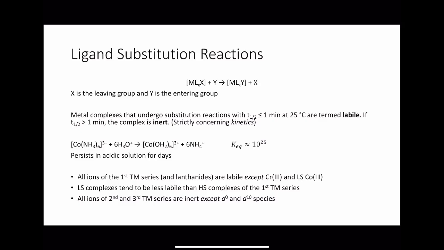We classify the types of metal complexes as either labile or inert. So those metal complexes that undergo substitution reactions with a half-life of less than 1 minute at 25 degrees Celsius are called labile. And those with half-lives that are greater than 1 minute are termed inert. This is strictly a kinetic effect. So as with everything in terms of reactions in chemistry, we have to consider both the kinetics of the reaction as well as the thermodynamics.